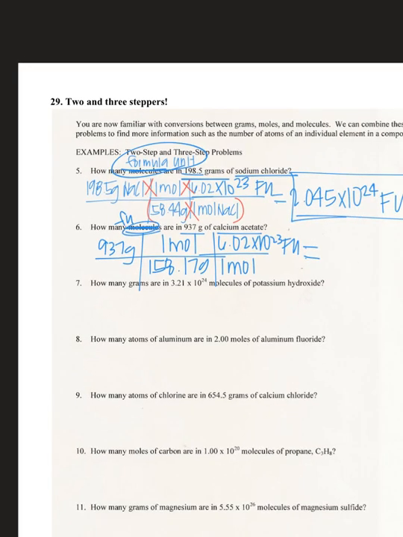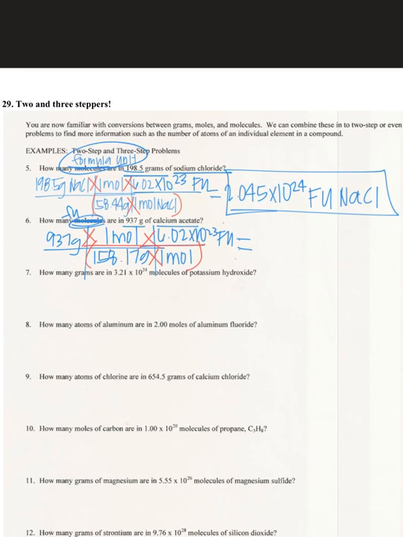Alright, so doing the math, times, divided by, times. And when I do my math, I get 3.57 times 10 to the 24th Fu. And that is of calcium acetate.